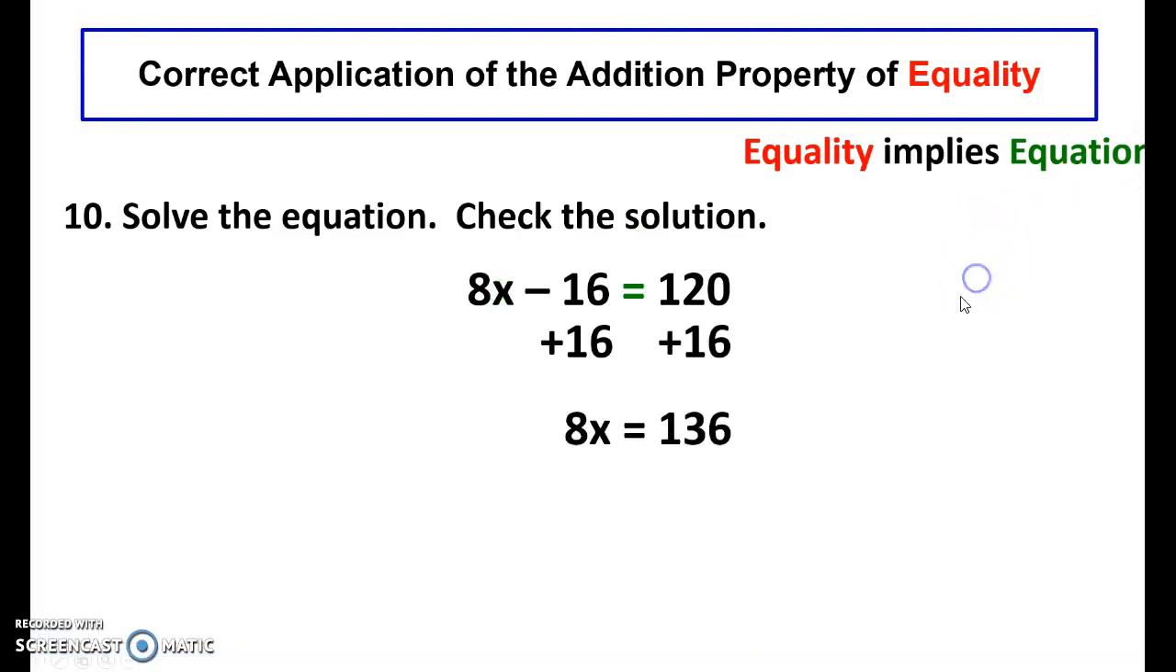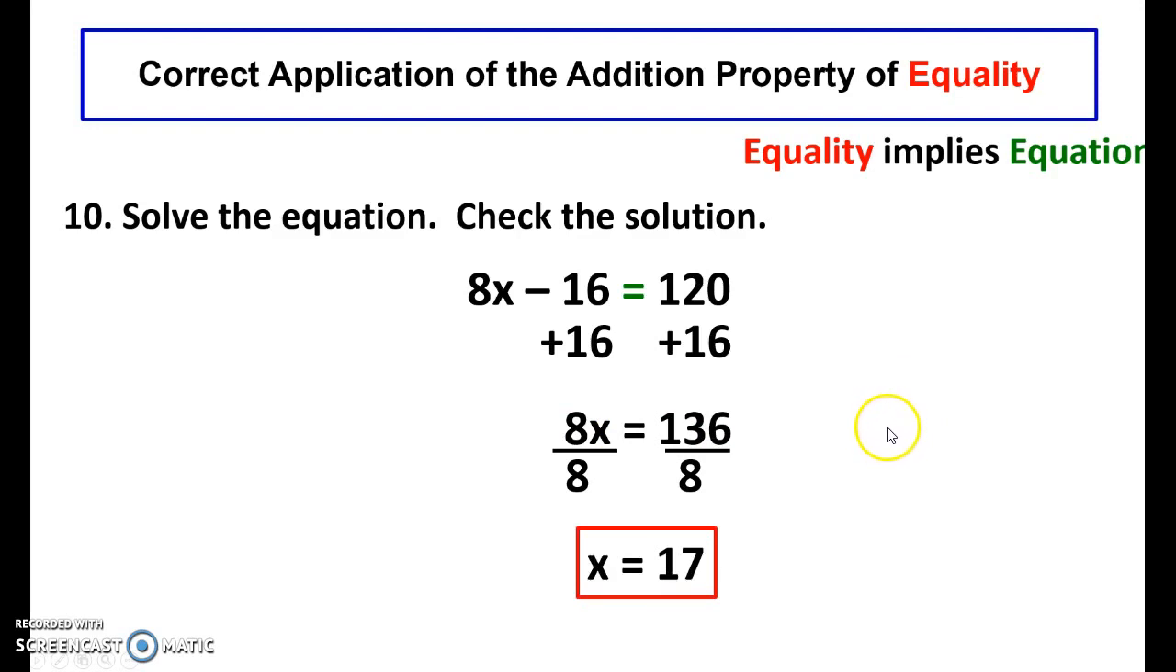So we're going to add 16 to both sides. I get 8x equals 136. Now we're going to use the multiplication property of equality. It implies a division. I can multiply this by 1/8 to get rid of it, but it's really dividing by 8. Let's divide 8 on both sides, and x equals 17.